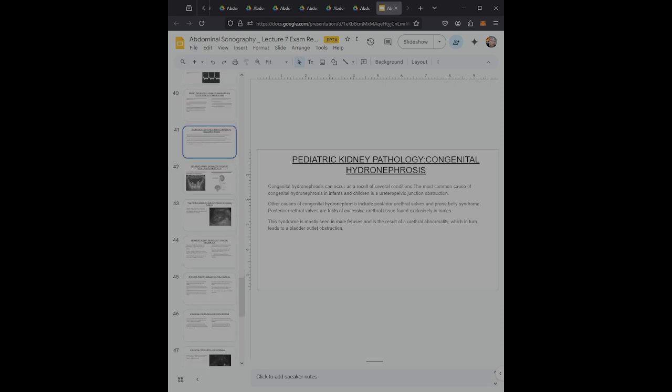Congenital hydronephrosis can occur as a result of several conditions, but the most common is vesicoureteral reflux. And this vesicoureteral reflux can occur due to ureteropelvic junction obstruction.